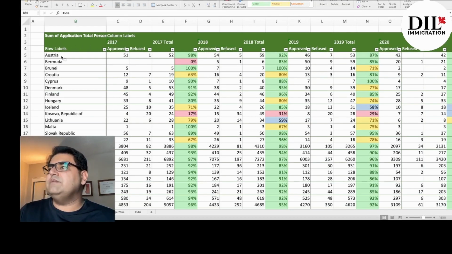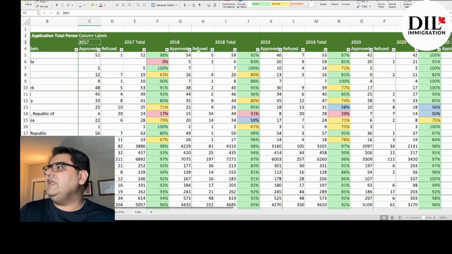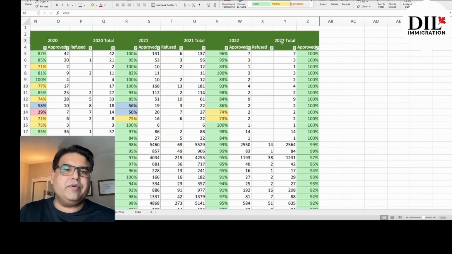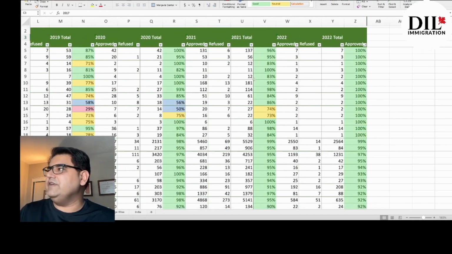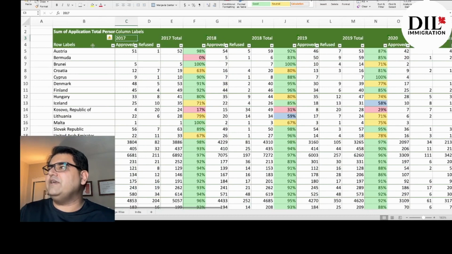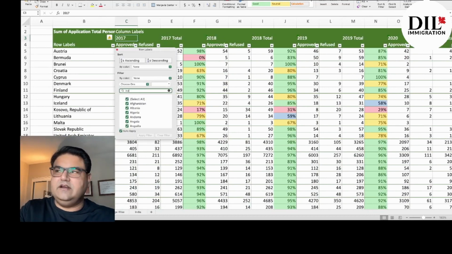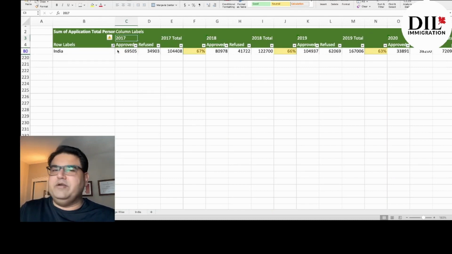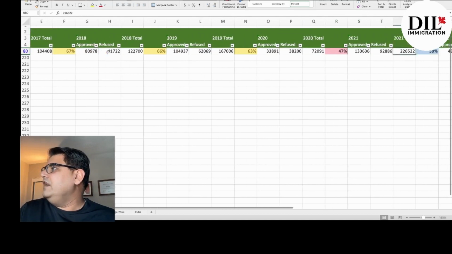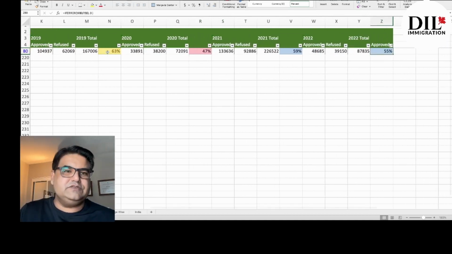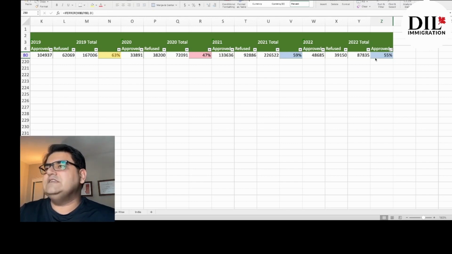You have all the countries on the y-axis and the years on the x-axis: 2017, 18, 19, and then 2022 until April. Countries like Austria and Denmark are close to 100%, or maybe more than 90%. But if you are a student from, let's say, India, you have to be really worried, because there are a lot of applications. In 2017, there was a 67% approval of study permit applications without extension, and in 2022, in the first 4 months, it was 55%. So pretty much 1 out of every 2 students is getting rejected.